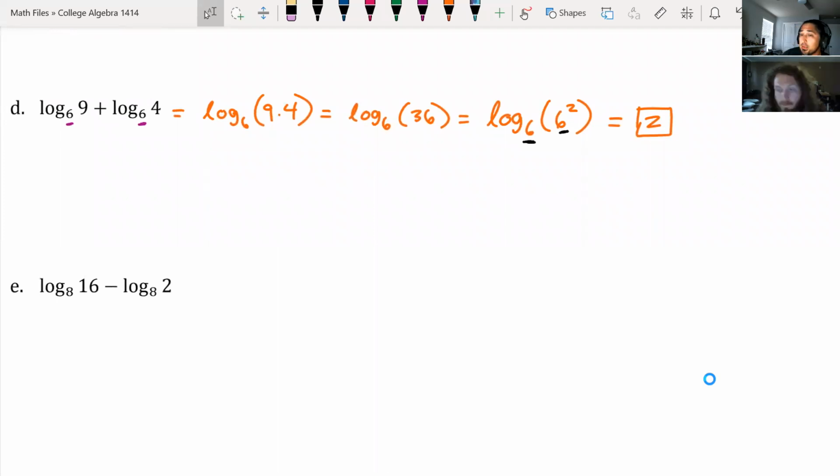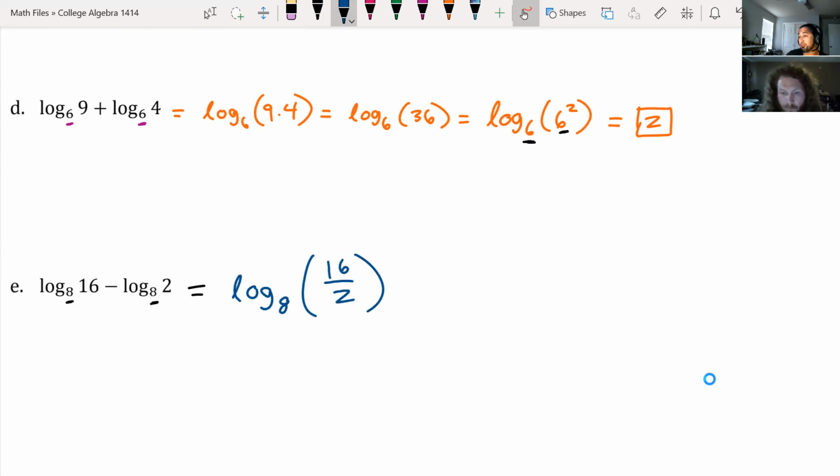E, log base 8 of 16 minus log base 8 of 2. So now we see we have two logs held together by subtraction. So we can now use the quotient to difference formula, but backwards, because we're going to put them together as a single log. So log base 8 of 16, these have the same log base. So we can put these back as log base 8 of 16 over 2.